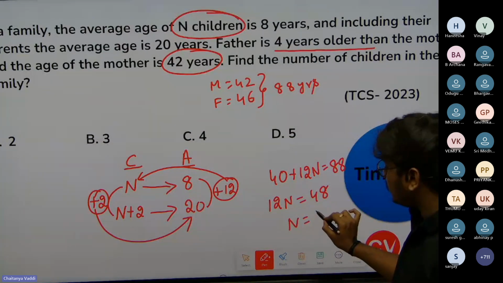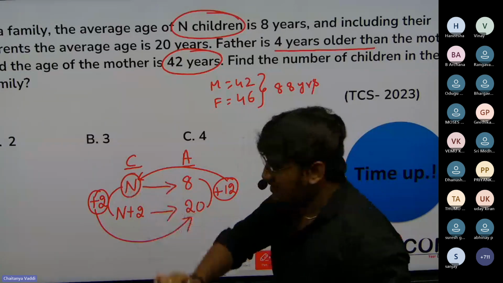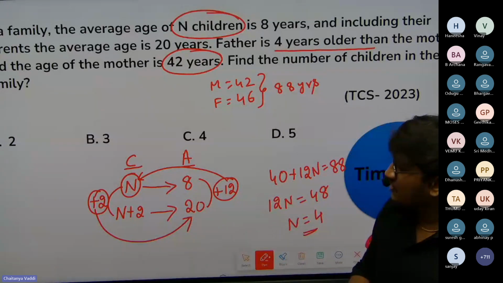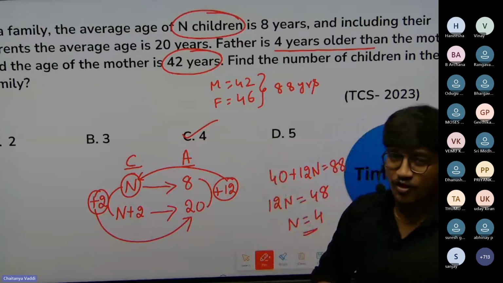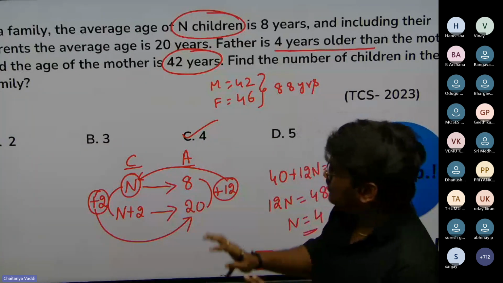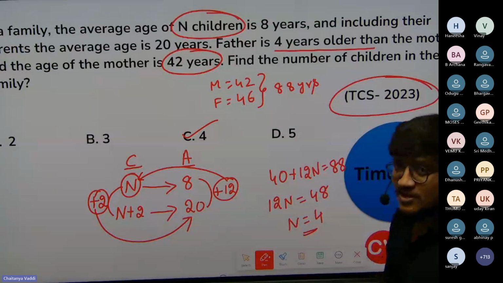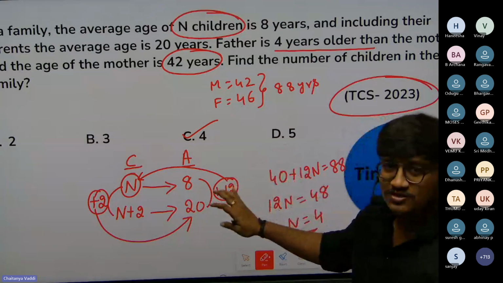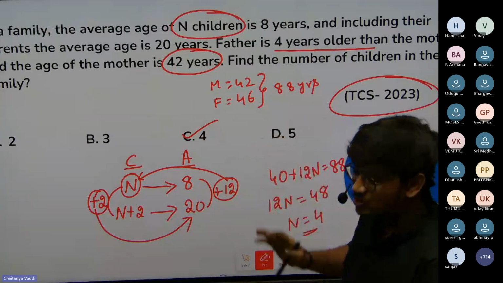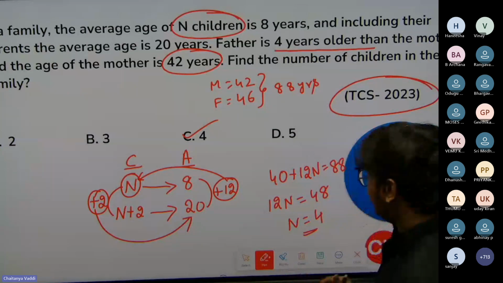n is equal to 48 divided by 12. What is the actual n value? n is 4. So initially there were 4 children in the family. So the answer will be option C. Follow the same pattern. This is the actual question given in TCS NQT 2023. If you understand the concept clearly, it is very easy to solve this question. You can solve this question in a minute. I hope you all are clear with this question.